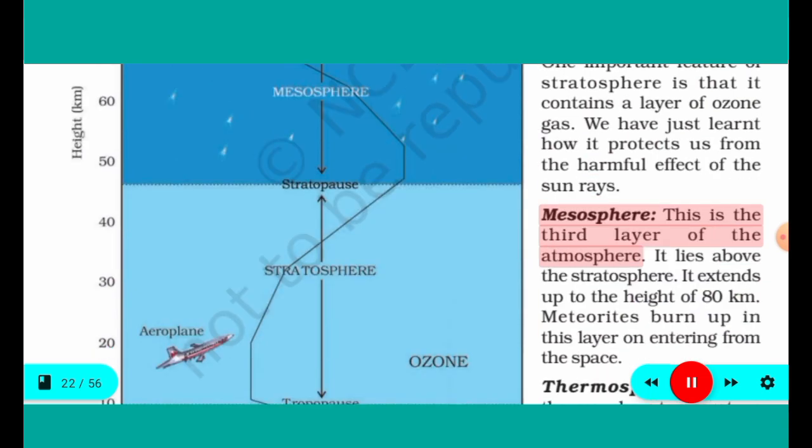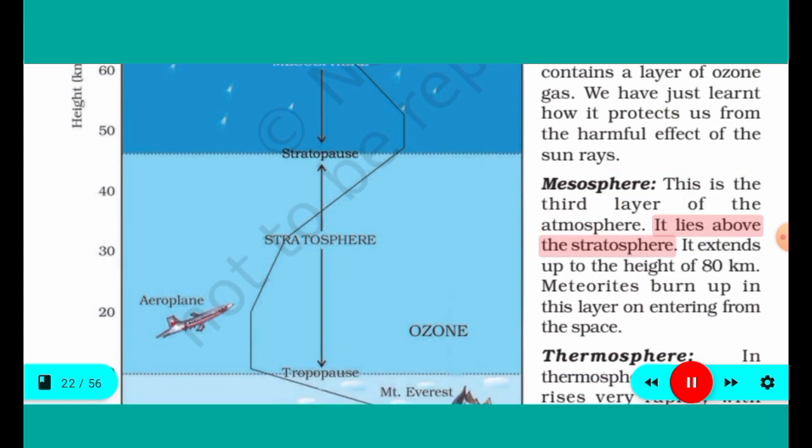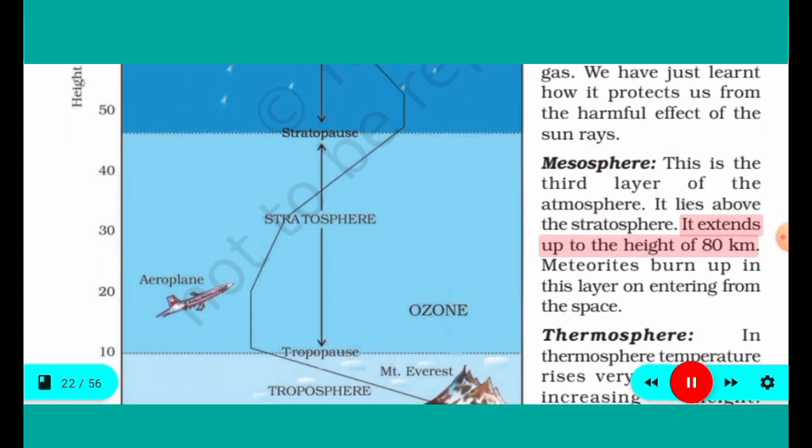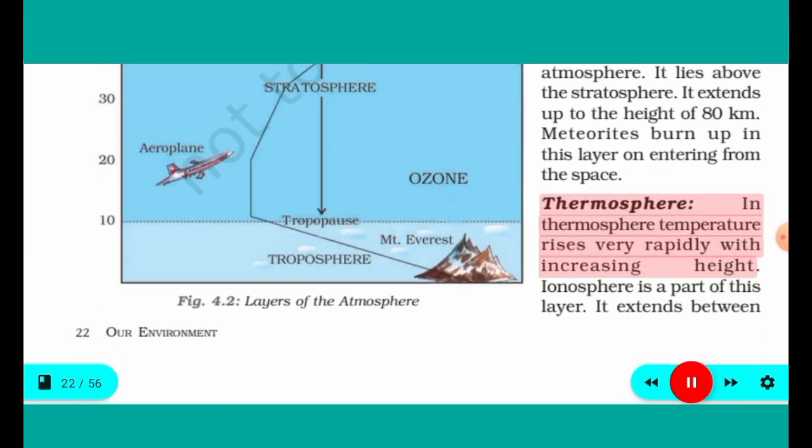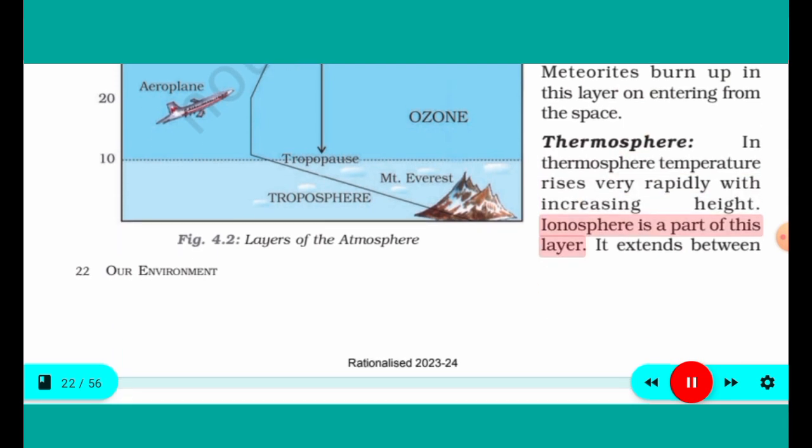Mesosphere. This is the third layer of the atmosphere. It lies above the stratosphere. It extends up to the height of 80 kilometers. Meteorites burn up in this layer on entering from the space. Thermosphere. In thermosphere, temperature rises very rapidly with increasing height. Ionosphere is a part of this layer.